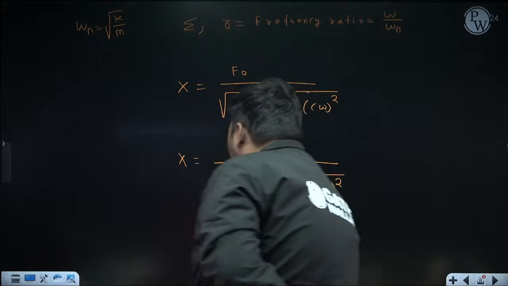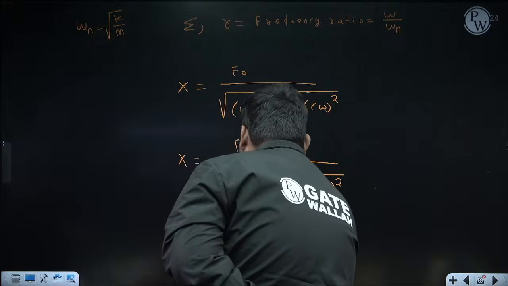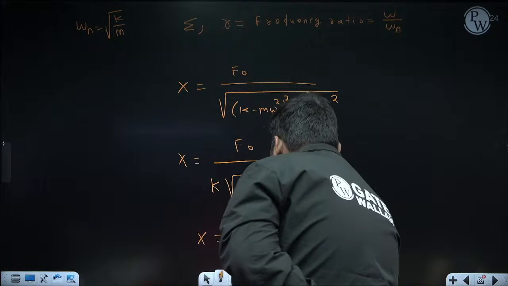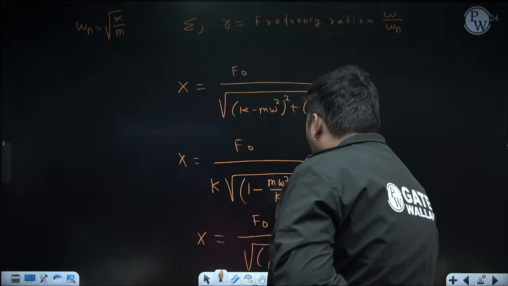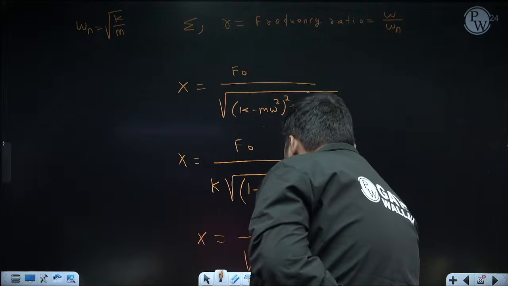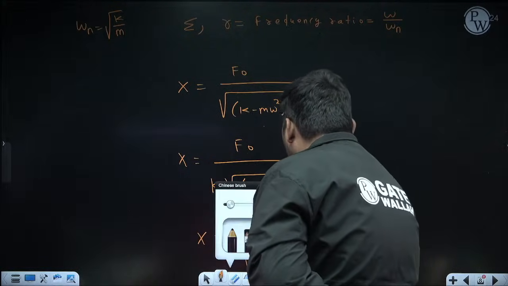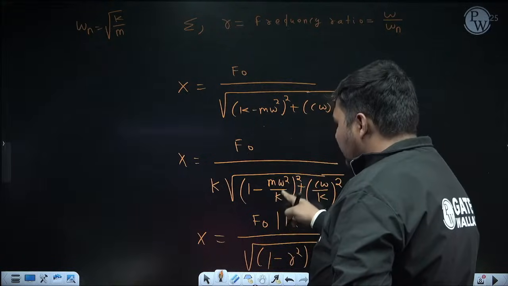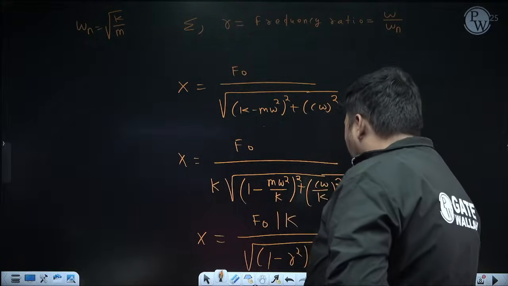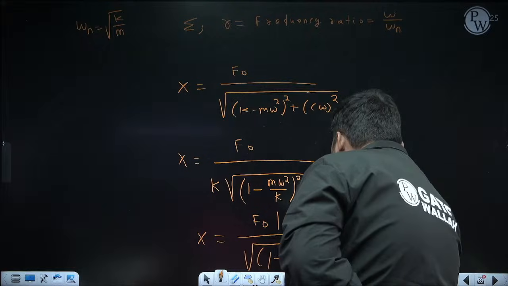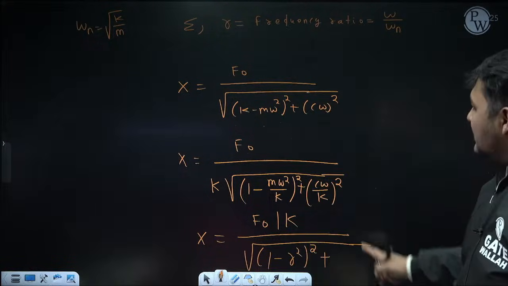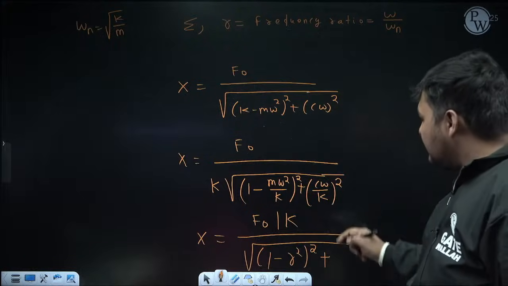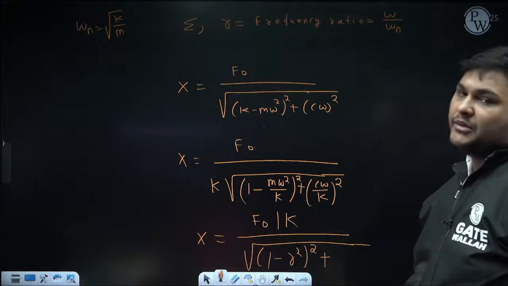So ultimately, if we do this conversion, I am writing F naught by k upon root over, it is becoming 1 minus, sorry, this is square I left. So 1 minus r square, because it is becoming omega n square and omega by omega n is r, so it becomes r square whole square plus this c omega by k term is coming. Now whenever we are doing the derivation of forced vibration, this term will repeat again and again.